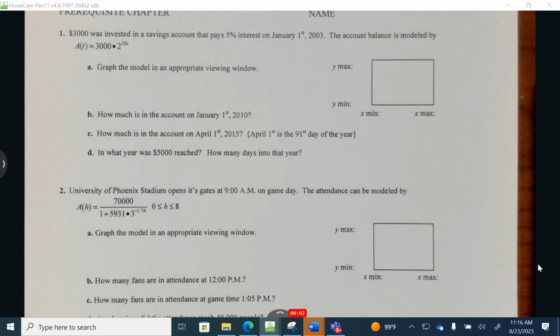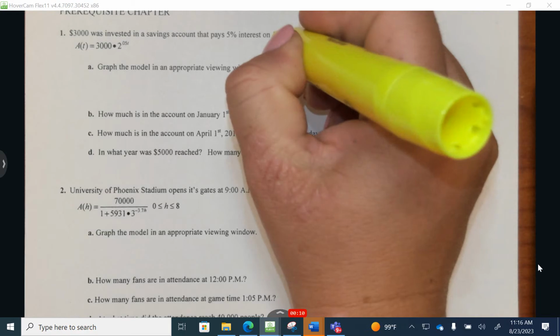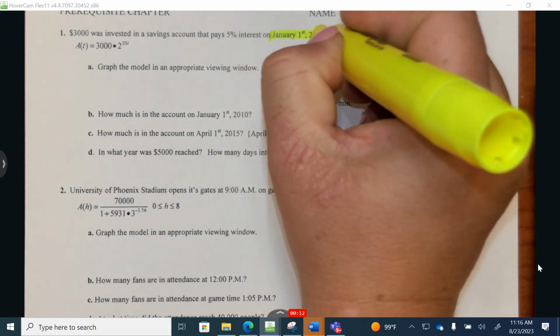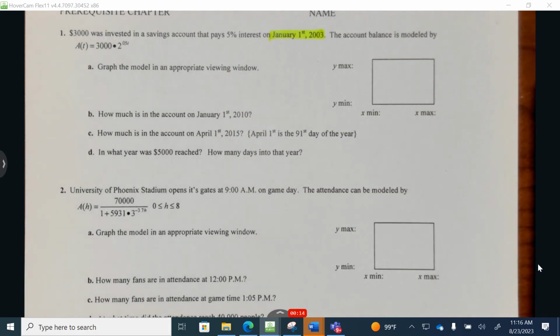$3,000 was invested in a savings account that pays 5% interest on January 1st, 2003. The account balance is modeled by the following equation. Please highlight, and you may share your highlighter with your partner, highlight the exact date. This is the date that we will continuously refer to. So this will be like RT.